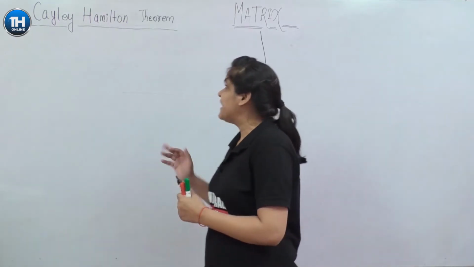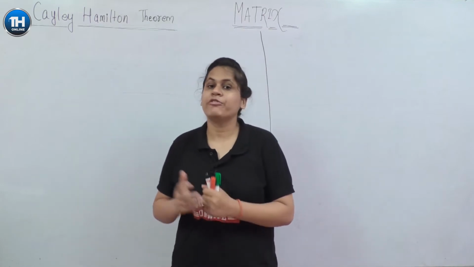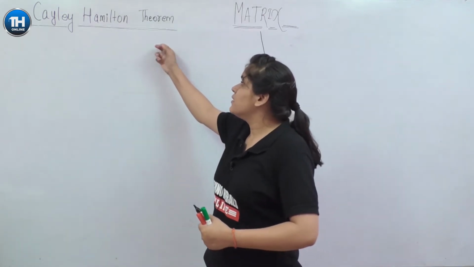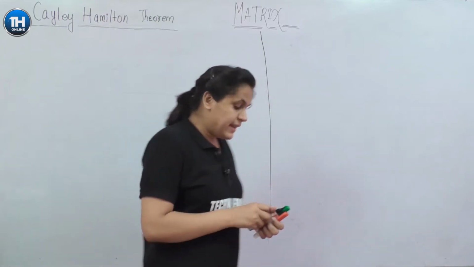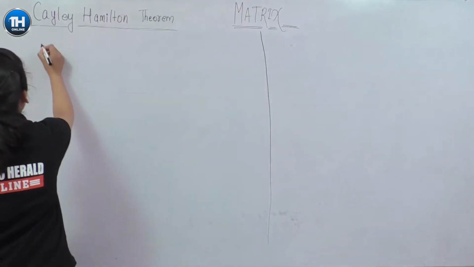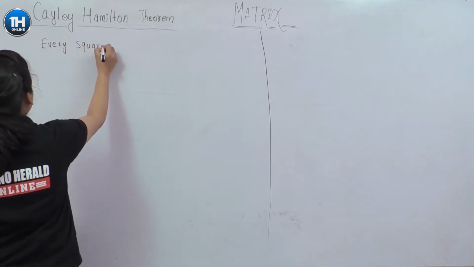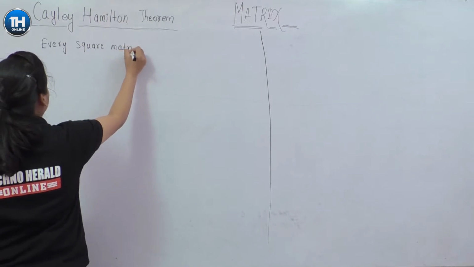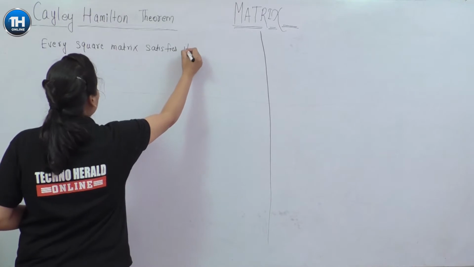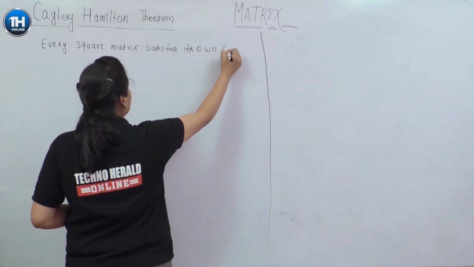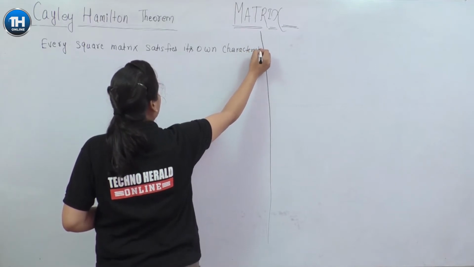We study a very important topic of matrix, the linear algebra part of your syllabus, that is Cayley-Hamilton theorem. What is the statement of Cayley-Hamilton theorem? That every square matrix satisfies its own characteristic equation.